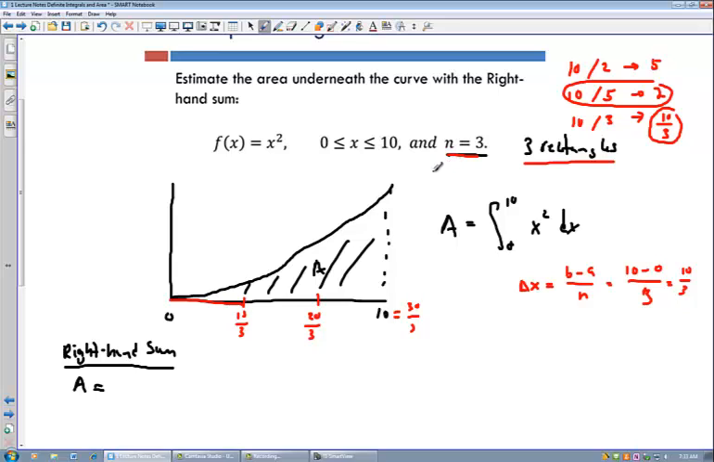10 divided by 3. And we're going to use the right-hand sum here. So the idea is use this right endpoint. So this is going to be 10 over 3 squared. And we're going to do the right now, not the left. And 10 over 3 squared is 100 over 9.